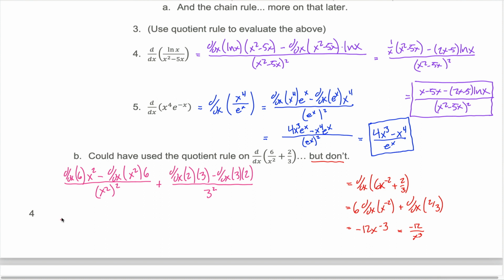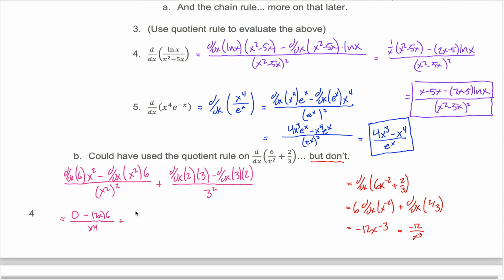Anyways, at this point we go through and take derivatives, but note that a lot of stuff is just going to cancel out. The derivative of 6 is just 0, and 0 times x squared is just 0. So from this first term, I just get a 0. I need to subtract the derivative of x squared, which is 2x, times the 6, divided by x squared squared, which is x to the 4th power.